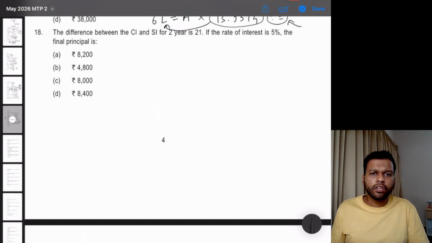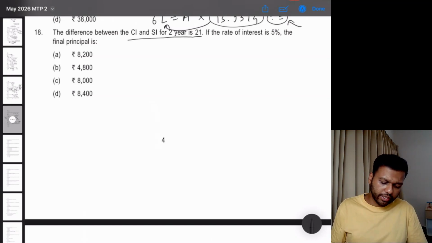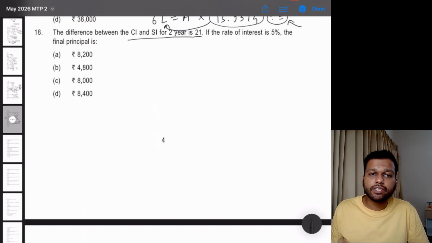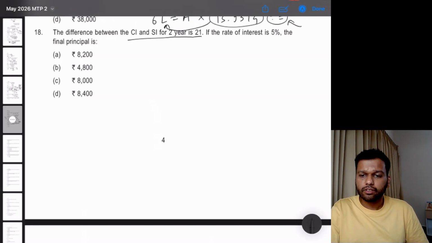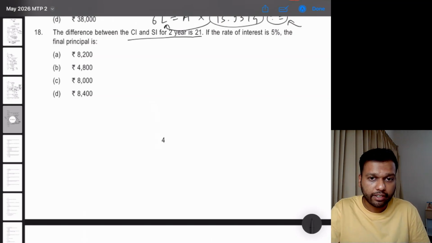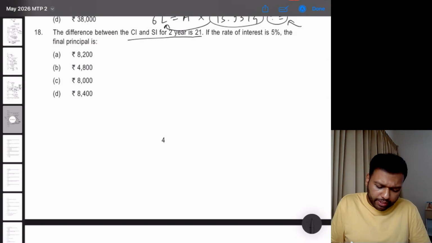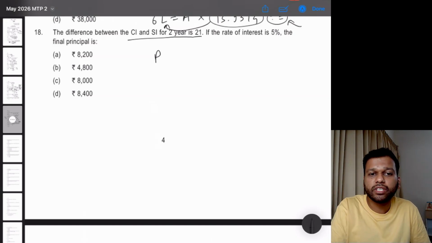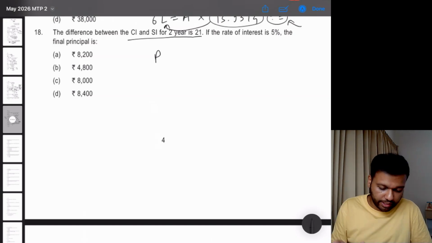Last 3. The difference between CI and SI for 2 years is 21. If the rate of interest is 5%, the final principal is what? In this question, it is not given what the final principal is as per, CI or SI. So let's see what to do. If our principal is, let's say, P, I don't know if by final principal they mean the initial amount. If that is the case, then good.